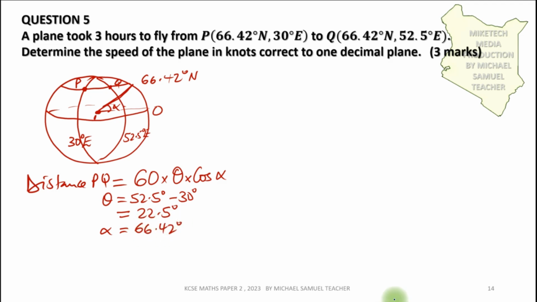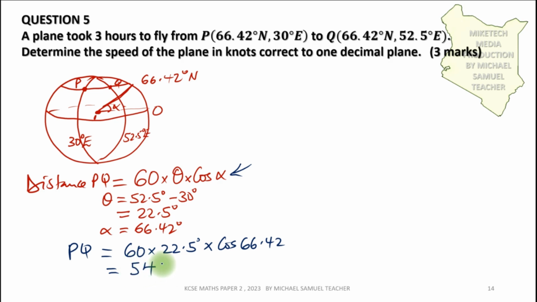Therefore, we are going to substitute into this formula. So PQ will be equal to 60 times theta, which is 22.5 degrees, times cosine alpha, which is 66.42. Using a calculator, we get 540.039335 nautical miles. Remember, this formula is given in nautical miles.